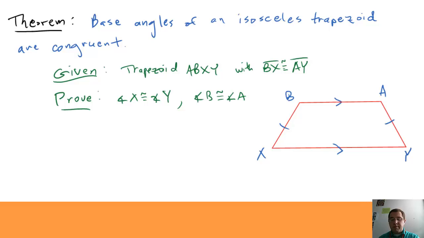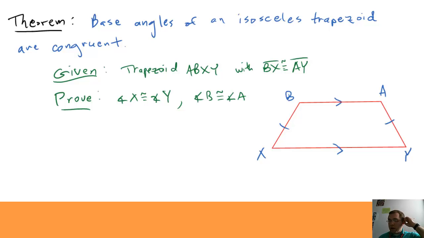We have two theorems about trapezoids. First theorem says base angles of an isosceles trapezoid are congruent. Base angles are the angles made by a leg and a base. So in this red trapezoid I have here, one pair of base angles would be angle B and angle A, and another pair of base angles would be angle X and angle Y. So what this theorem says is angle B is congruent to angle A, and separately angle X is congruent to angle Y.